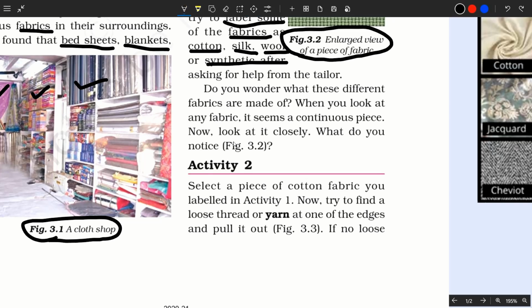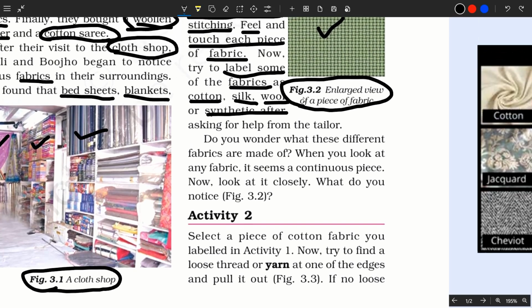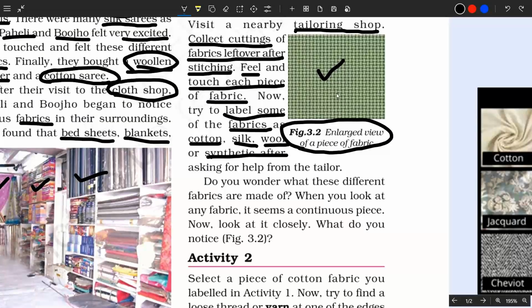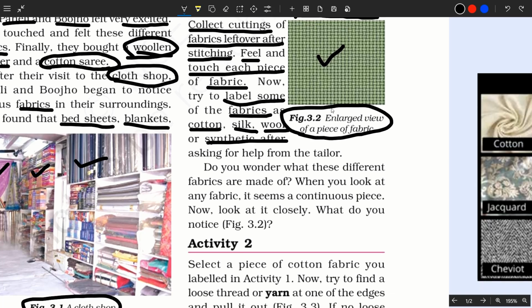Next, what do you notice in figure 3.1? What is that? It is an enlarged view of a piece of fabric. You can also observe this in your clothes. You can just observe by keeping your clothes near to your eyes. You can also observe some threads in your fabrics.